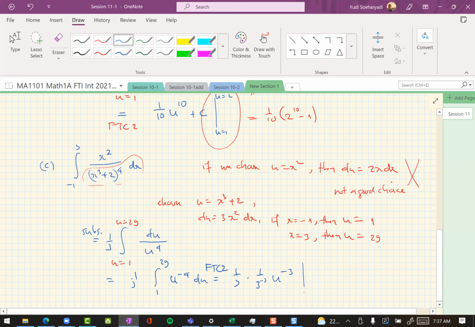So you have, okay, do this one. Let's see, what is this? One over -3, so 1/9, cube. Okay, so that's the number. That's how you do this kind of problems.